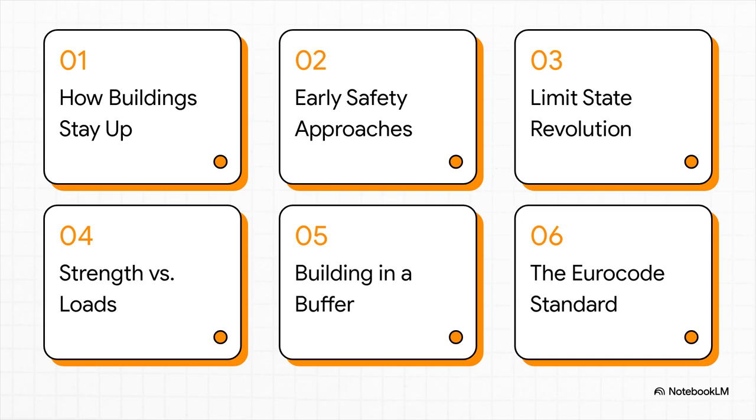So here's our game plan for this explainer. We'll start with the absolute basics, how buildings even stay up. Then we'll take a quick look back at some of the early ways we tried to ensure safety. After that, we dive into the main event, the limit state revolution. We'll break down how it pits strength against loads, how it builds in a safety buffer, and finally, we'll see how this whole philosophy is put into practice with something called the Eurocode standard.